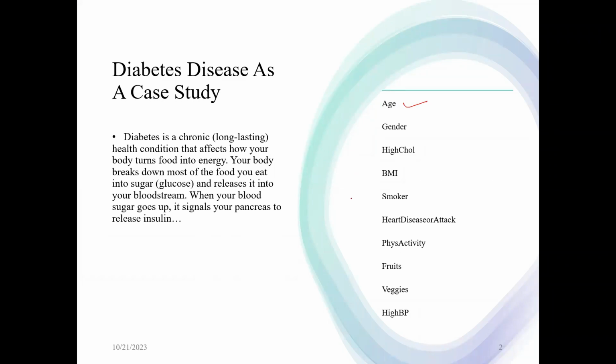Look at the age. These are basic data. These are features. This is one feature. So this is another feature, gender, male or female. So is the person having a high cholesterol level? What of the BMI? Do you have an idea of the BMI of the person? Is he a smoker or not? Is there any history of heart attack or heart disease? Is the person always involved in physical activity, or is it a sedentary life, no physical activity at all?